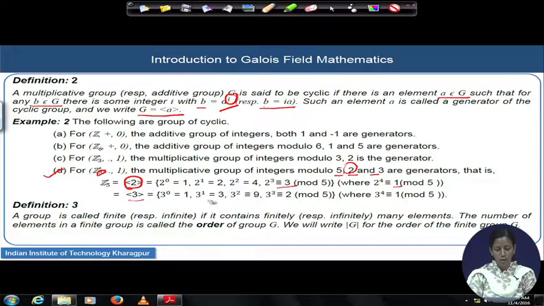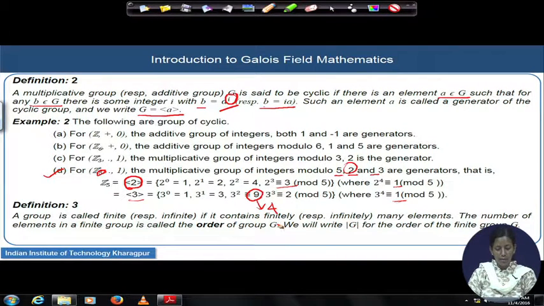If I go ahead, you will see that I get all the elements back. 3 squared is equal to 9, but if I do the mod 5 operation I end with the number 4, and 3 to the power 3 is 27, which with the mod 5 operation gives you back number 2. 3 to the power 4 with the mod 5 operation will return the value 1. So you are getting the values 1, 2, 3, 4 only, all the elements of this Z5 star.